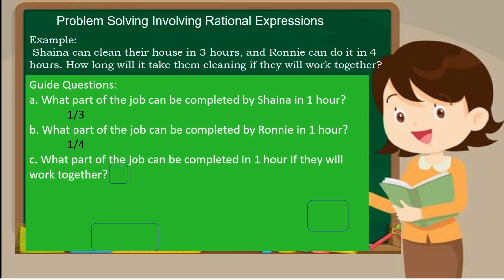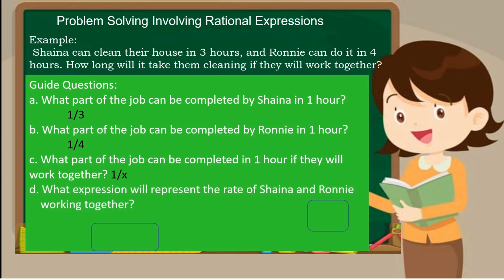Now, ang tanong, what part of the job can be completed in 1 hour if they will work together? So, since we don't know the number of hours, we use X. Do you remember? We use X to represent the number of hours that is missing. So, in 1 hour, then you can write, okay? Yes, 1/X would be the part of the job that can be completed in 1 hour by both of them working together. Okay? What expression will represent the rate of Shaina and Ronnie working together?